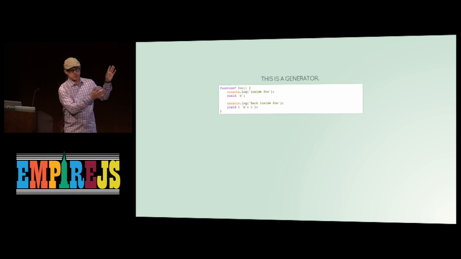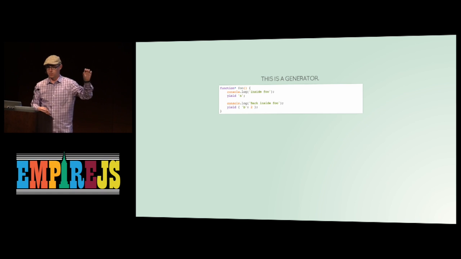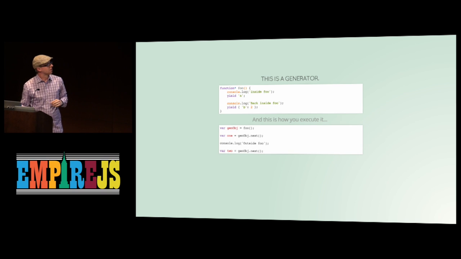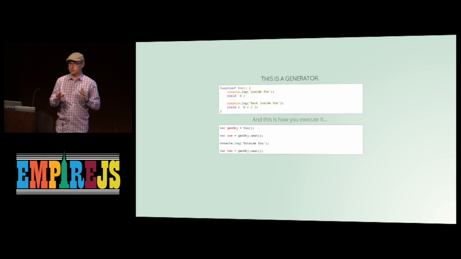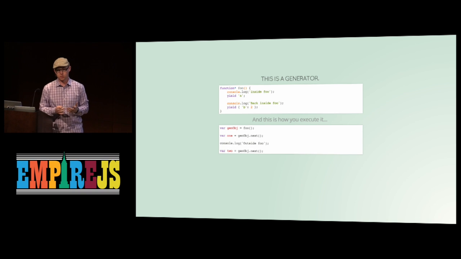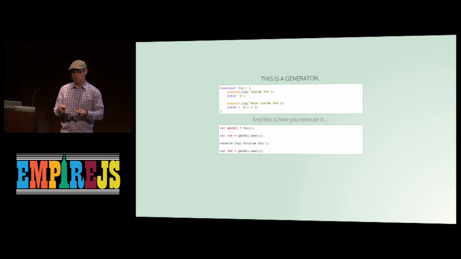Just a quick note, that asterisk can actually appear before the space or after the space between the keyword function and the name. But that indicates to the JavaScript interpreter that this is, in fact, a generator. The yield statement does not indicate it's a generator. This is how we're going to execute that generator. And there's a couple of weird things that you might notice about this. First of all, we execute the function, but that doesn't actually begin function execution.